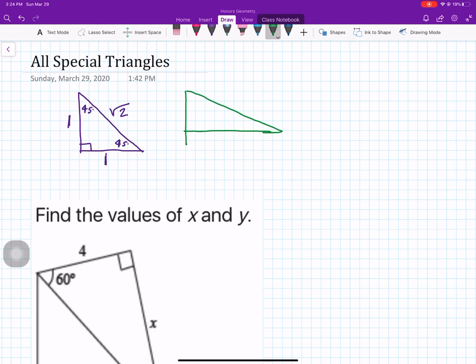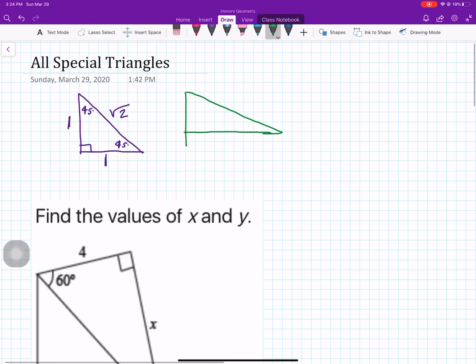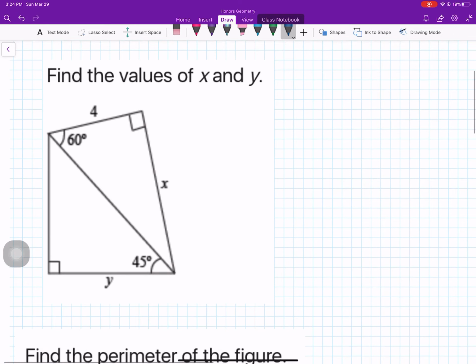Remember, in your 30, 60, 90 triangle, the proportions are all a little bit different. You've got 30 and 1. The side opposite the 60 is root 3. And then the side that is the hypotenuse is 2. Okay? It's important that you don't mix up these two triangles because it's going to throw off your answers whenever you do this. So let's look at a few.